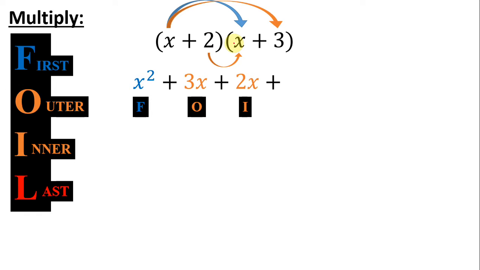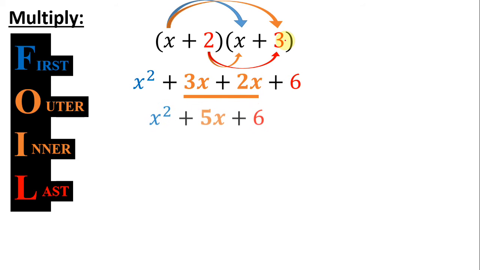Then we're going to multiply our last terms. If x and x were our first terms, our last terms would then be 2 and 3. So we'll multiply those and we'll get 6. Now we'll combine like terms and we'll get x squared plus 5x plus 6.